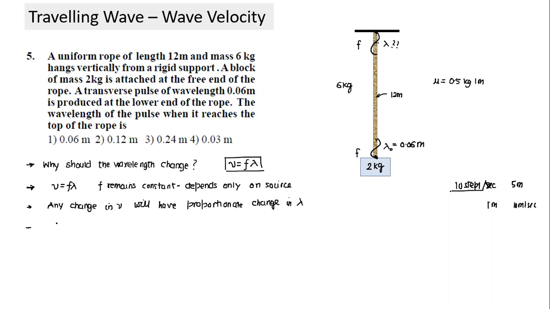Velocity at the bottom divided by wavelength at the bottom, since frequency remains the same, equals velocity at the top divided by wavelength at the top. The other way of writing it: wavelength at the top by wavelength at the bottom is equal to velocity at the top divided by velocity at the bottom. Velocity is proportional to the root of tension, and mu remains the same. So it is equal to the root of tension at the top divided by tension at the bottom.